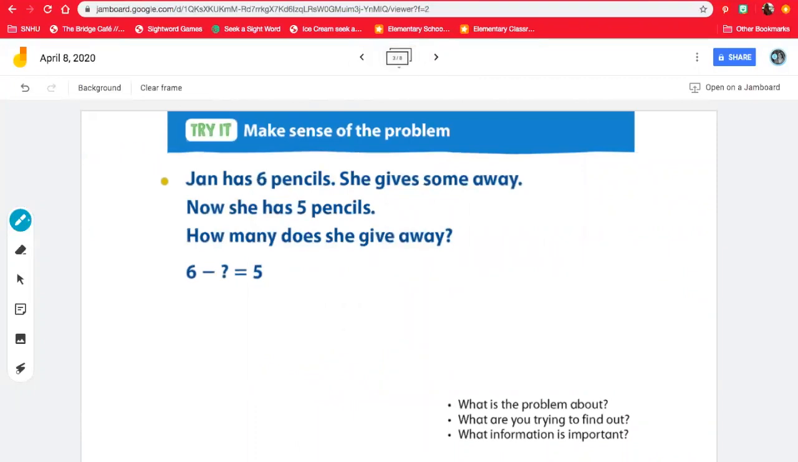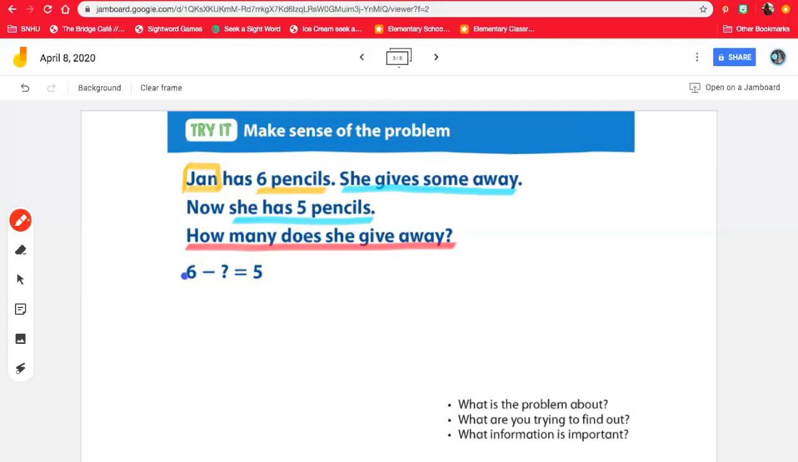We have a new problem to solve today. It says Jan has 6 pencils. She gives some away. Now she has 5 pencils. How many pencils does she give away? So we need to figure out what's the problem about. Well, we know it's about Jan and how she has 6 pencils. We also know that she gives some away. And now she has 5 left. And the question is asking, how many does Jan give away?